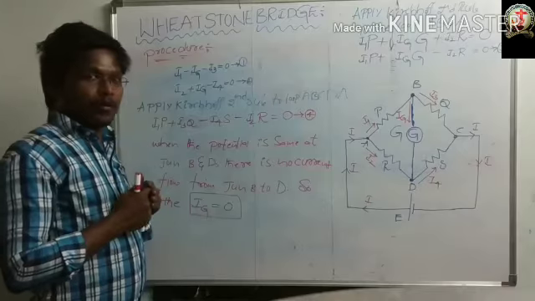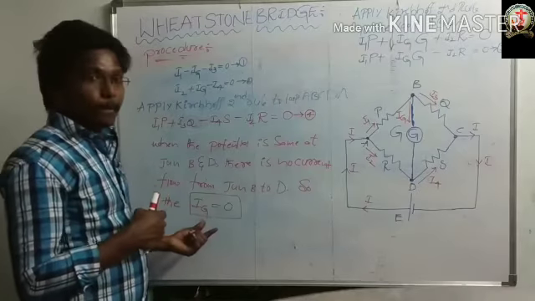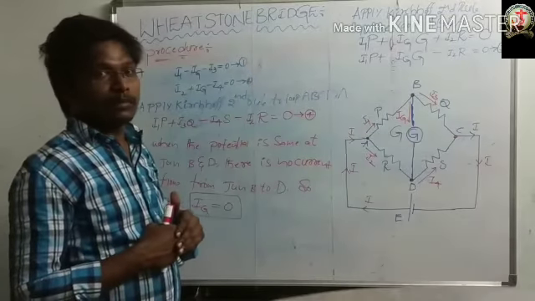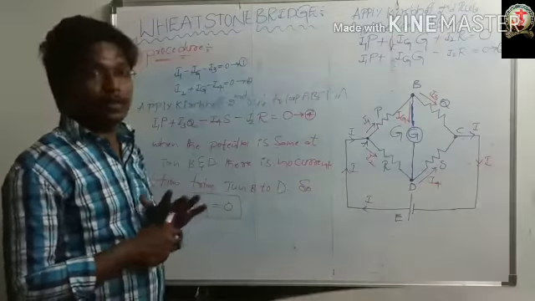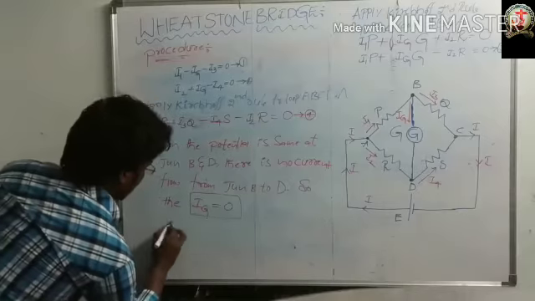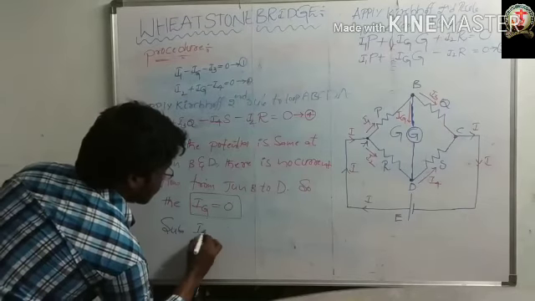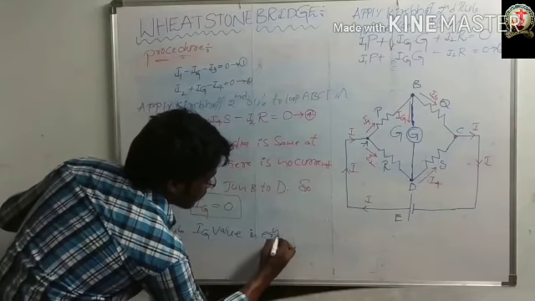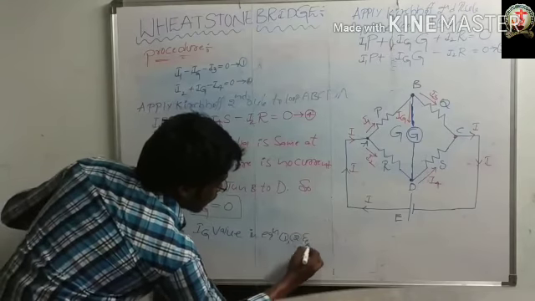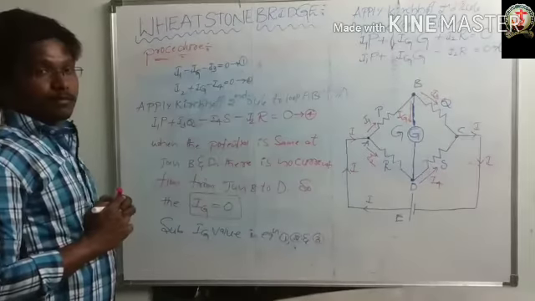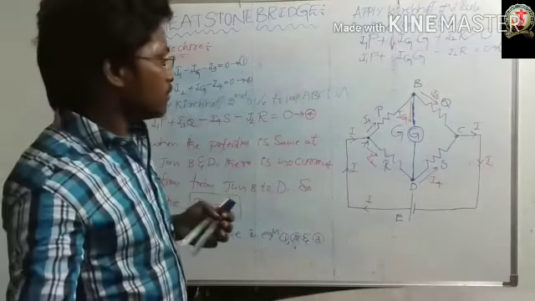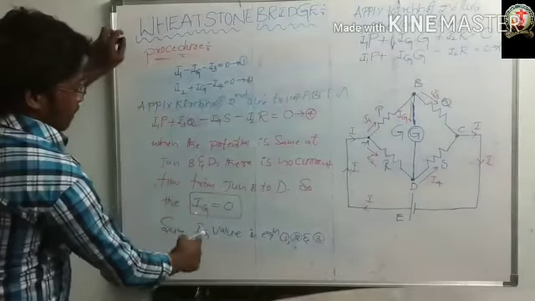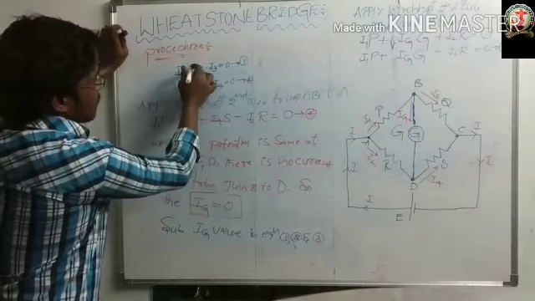Okay, now substitute this Ig value in equations 1, 2 and 3. Now I will substitute this value in this expression. What is the Ig value? 0. So in the place of this value we can substitute 0.